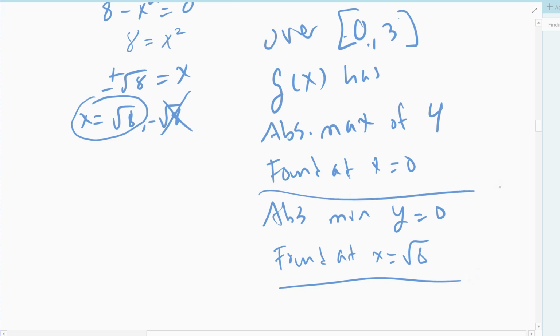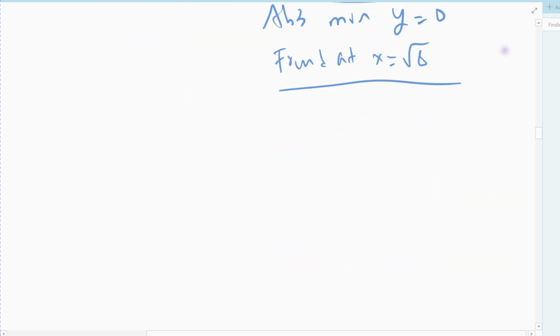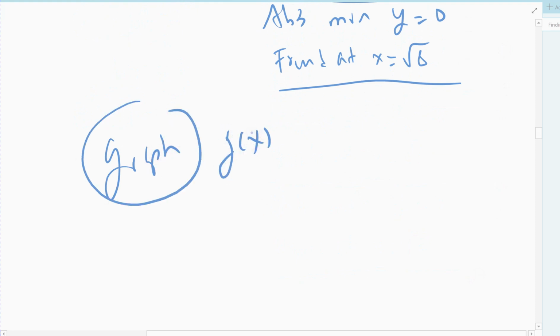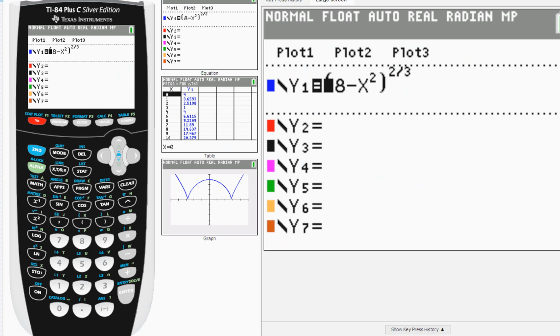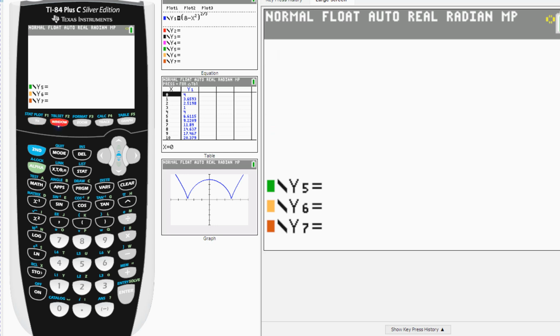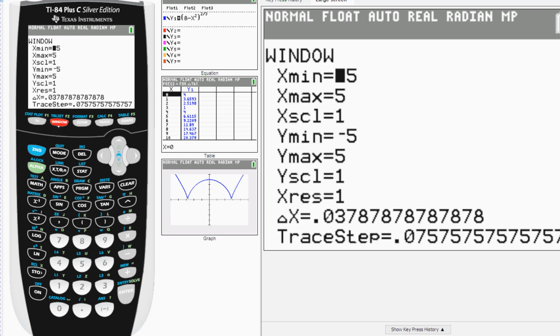Now I go to the graph to check my answer, to make sure I did it right. The graph is the check step. I'm graphing the original function g of x on my graphing calculator. I already have it typed in: 8 minus x squared, in parentheses, raised to the power 2/3. I did adjust my window a little bit. Remember, I only want things between 0 and 3. I like to go a little bit beyond that, so I went from negative 5 to 5.